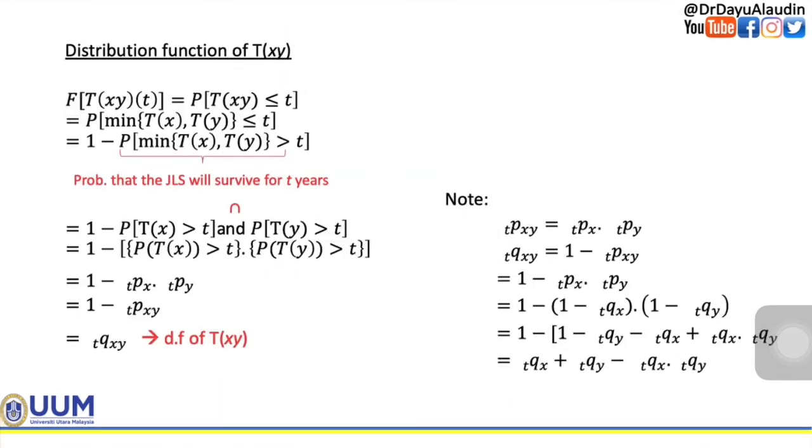Okay, so next slide, we go to the distribution function of Txy, or the future lifetime for x and y. So remember the distribution function, the DF, is the big F. So the distribution function of Txy is F, and in the bracket is Txy. Remember in actuarial math 1, big F is about death, the probability of death or failure.